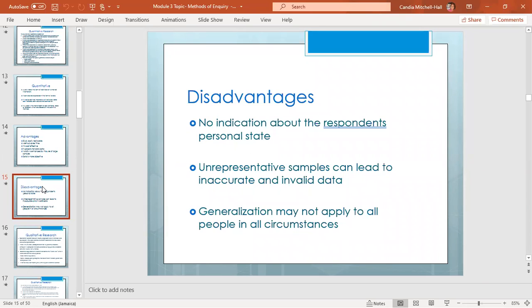However, sometimes it is good to have it so you can verify the information. And when we use the quantitative method, that is not something that is helpful.